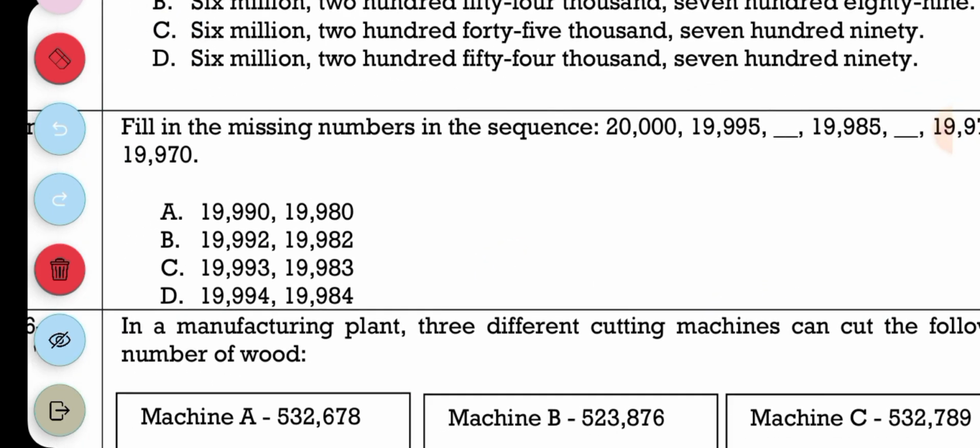Question 2. Fill in the missing numbers in the sequence 2,000, 19,995. So you realize that it keeps decreasing by 5. Let's skip count backward, and the answer to this is A. Because if this decreases by 5, it becomes 19,990. If this decreases by 5, 19,980.